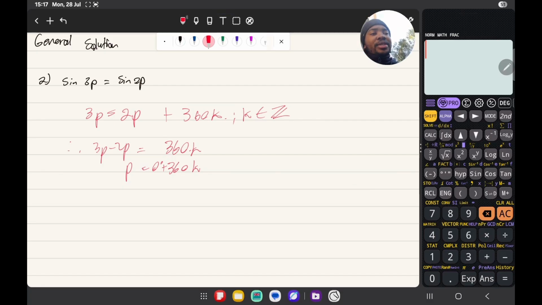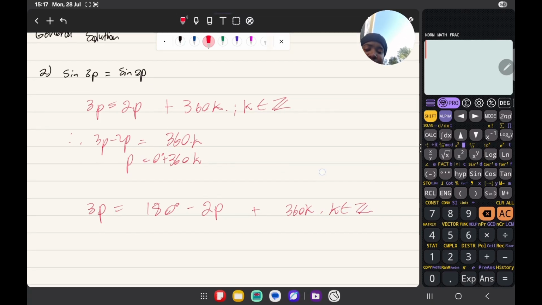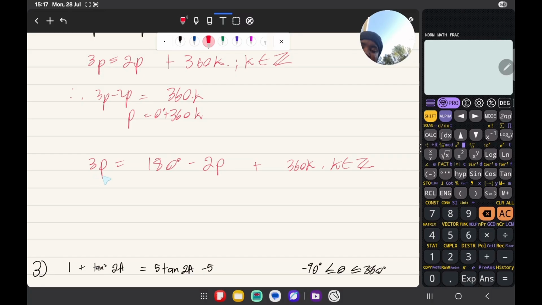Then where is sine? Sine is also positive in the second quadrant. Therefore we will have 3p equals 180 degrees minus 2p, plus 360k, an element of integers, and then you have p, because 3p minus 2p, that is gonna be p equals 180 plus 360.